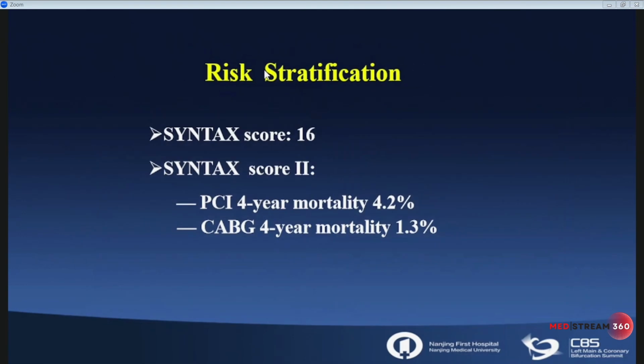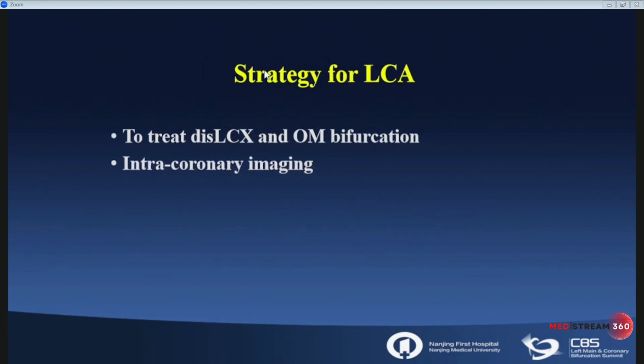Okay. We have calculated the SYNTAX score before PCI for the patient, and his SYNTAX score was 16. It seems to be a lower risk. Yes. And his SYNTAX score shows the PCI 4-year mortality was 4.2%, and his CABG was 1.3. As we mentioned, today we are focused on the circ and the obtuse marginal bifurcation lesion. We determined to use intracoronary imaging by IVUS to perform this PCI. Okay, thank you. That's all.